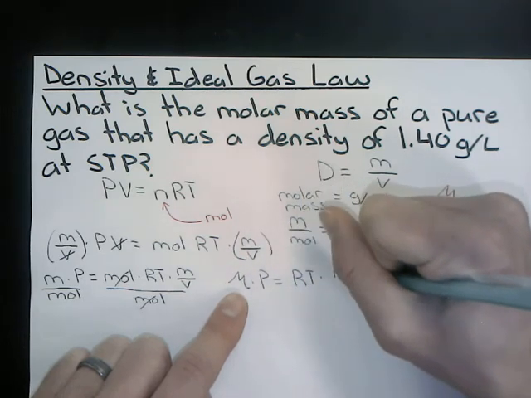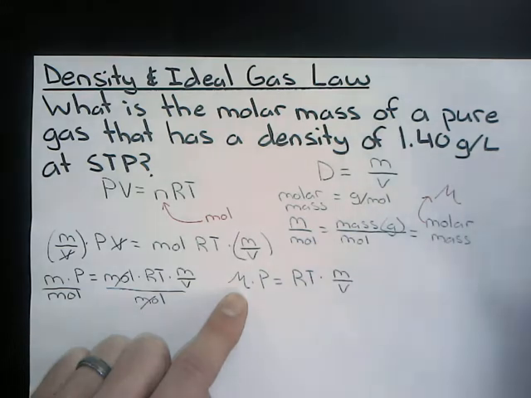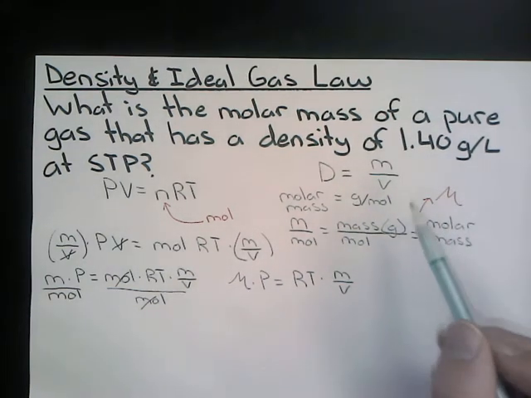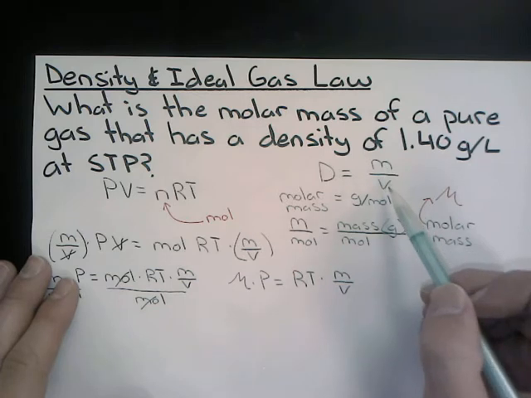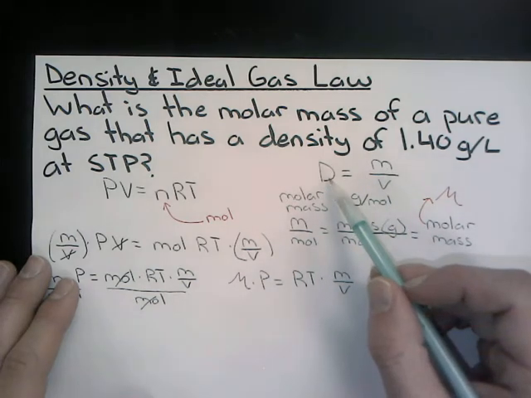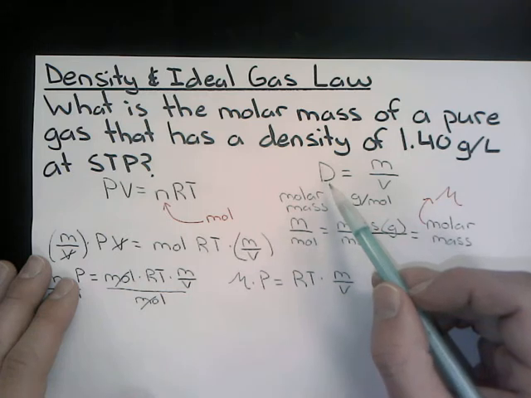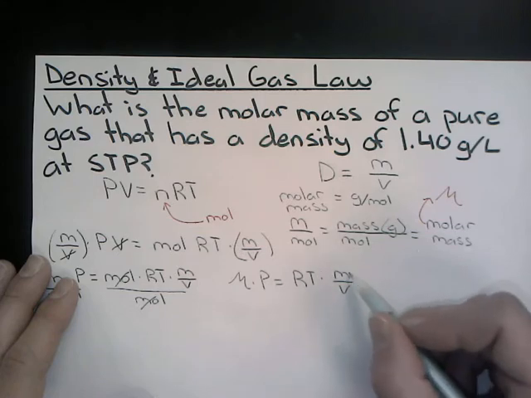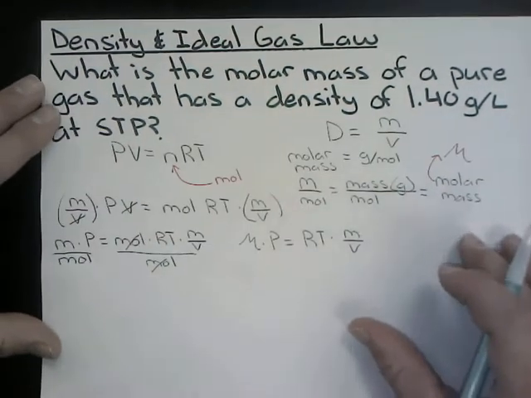times M over V. Now, I want to do one step further, and that's because we use density. Instead of M divided by V, I'm going to substitute that for D for density. Okay? So what I'll do here is, again, I'm going to replace M over V with D for density.